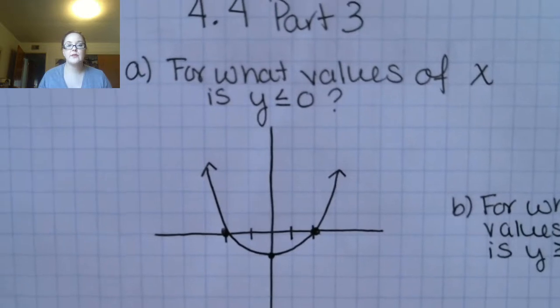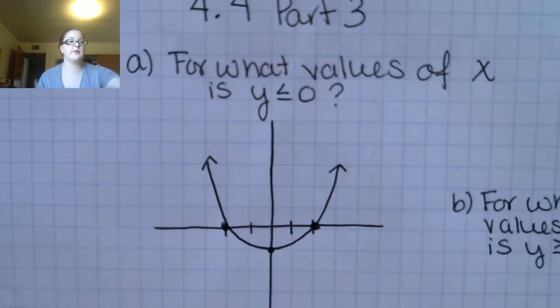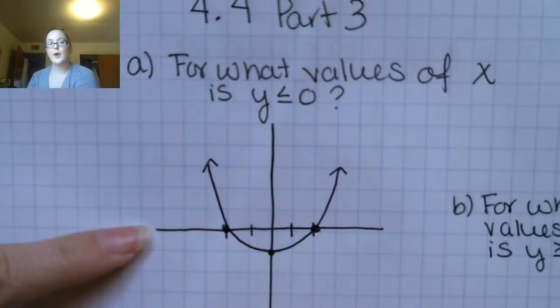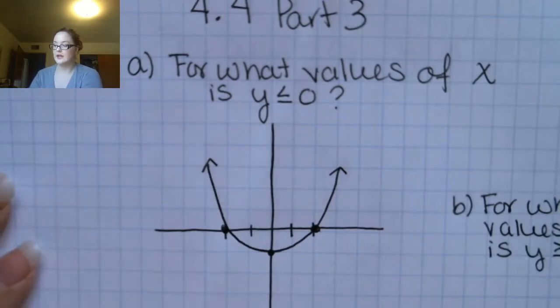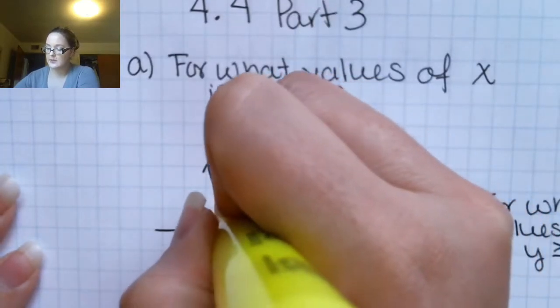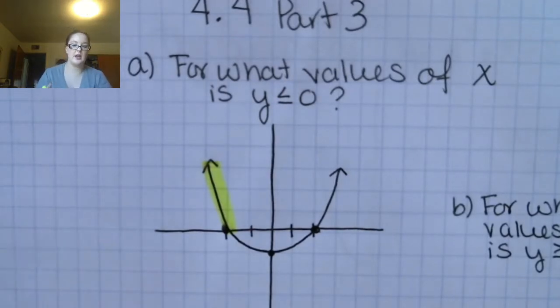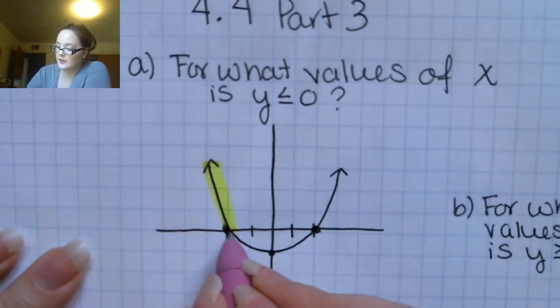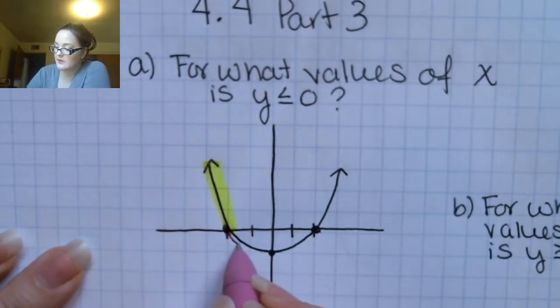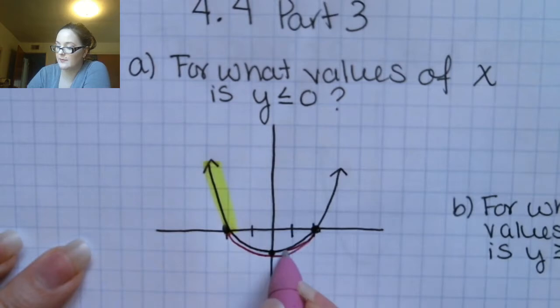So here's a graph, and it says for what values of x is y greater than 0? So we're going to look at the part of the graph where the y values are greater than 0. We know that y is greater than 0 above the x-axis. So that's going to be this part here. Oh, I'm sorry. It says less than or equal to 0. Just kidding. Not that part. So it's going to be less than or equal to 0, actually, right below the x-axis. So that's going to be this part here.